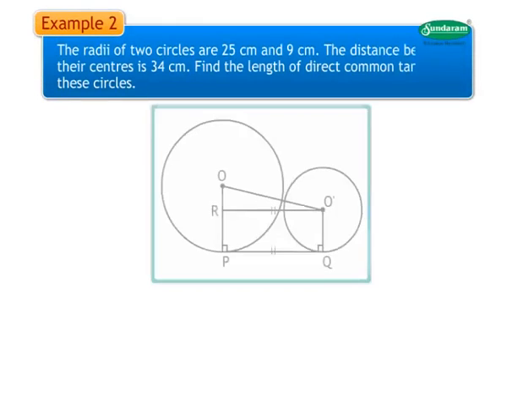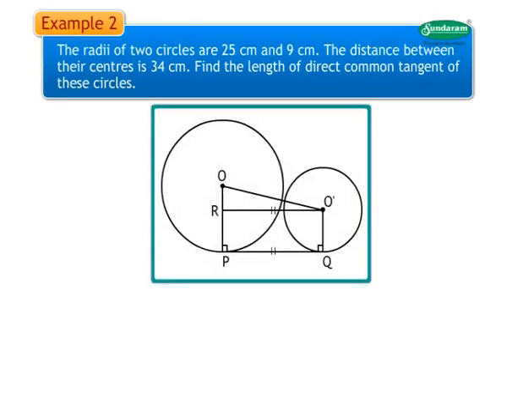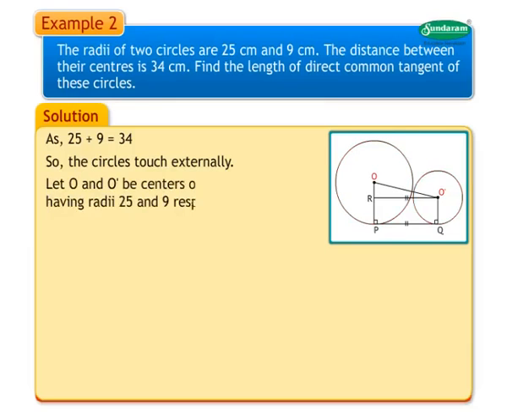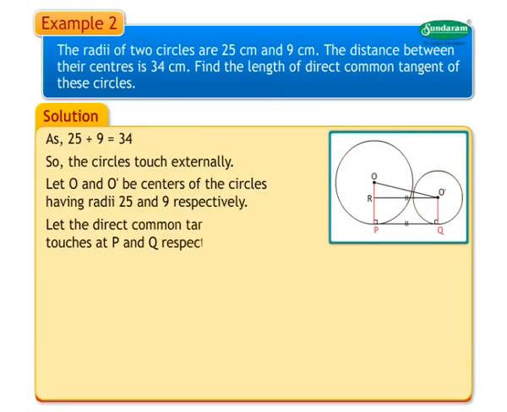Example 2. The radii of two circles are 25 cm and 9 cm. The distance between their centers is 34 cm. Find the length of direct common tangent of these circles. Solution. As 25 plus 9 is equal to 34, so the circles touch externally. Let O and O' be the centers of the circles having radii 25 and 9 respectively. Let the direct common tangent to them touch at P and Q respectively. We want to find PQ.